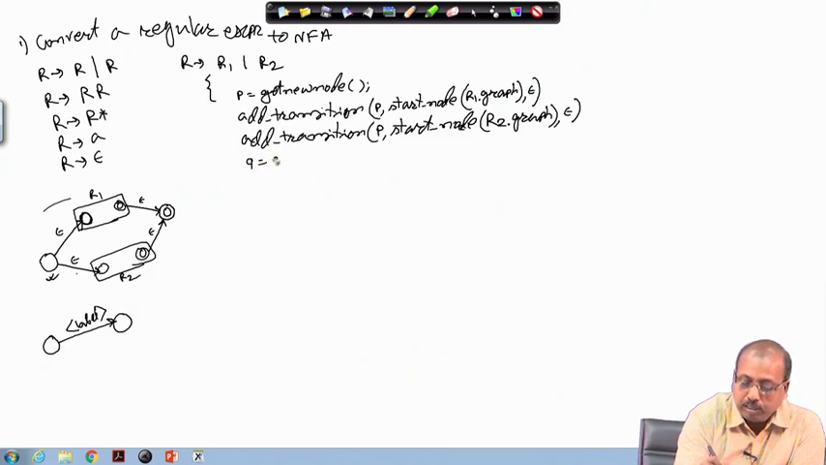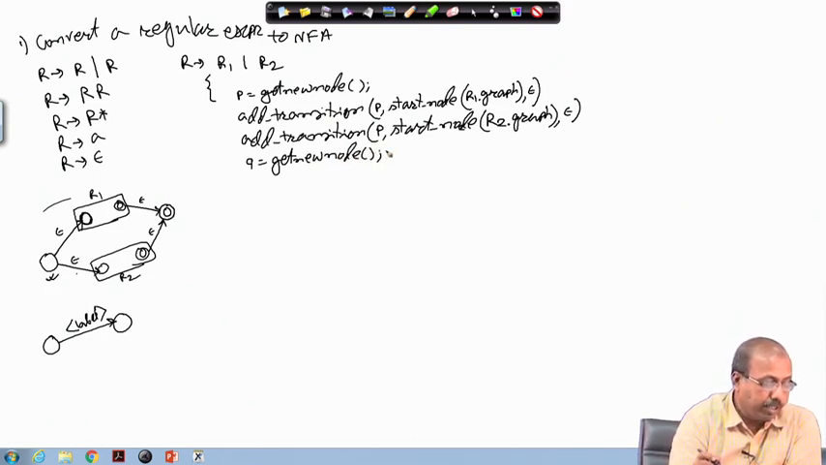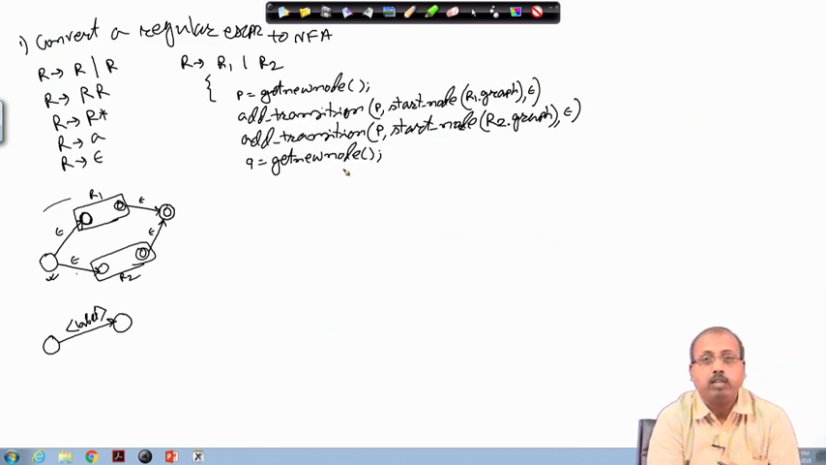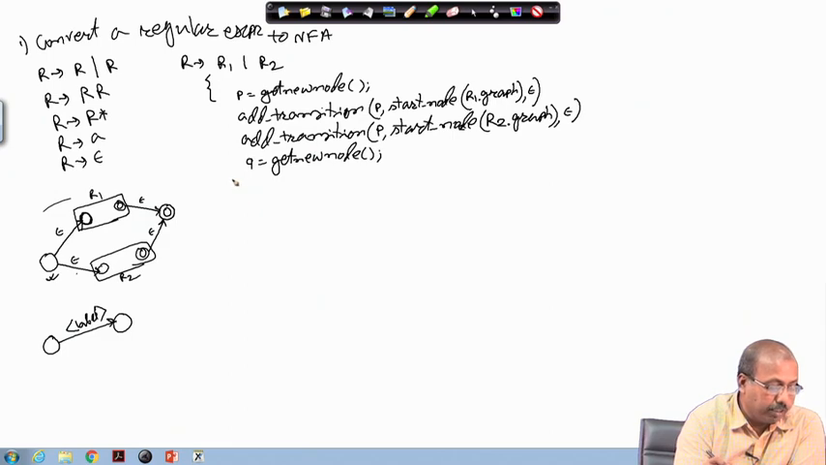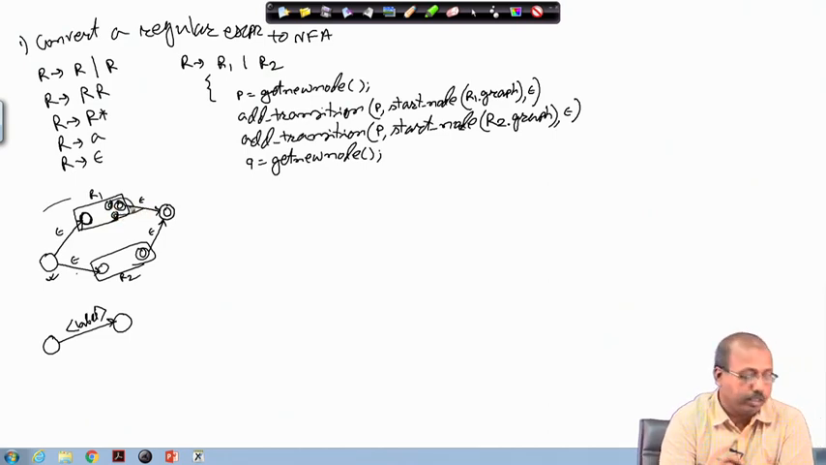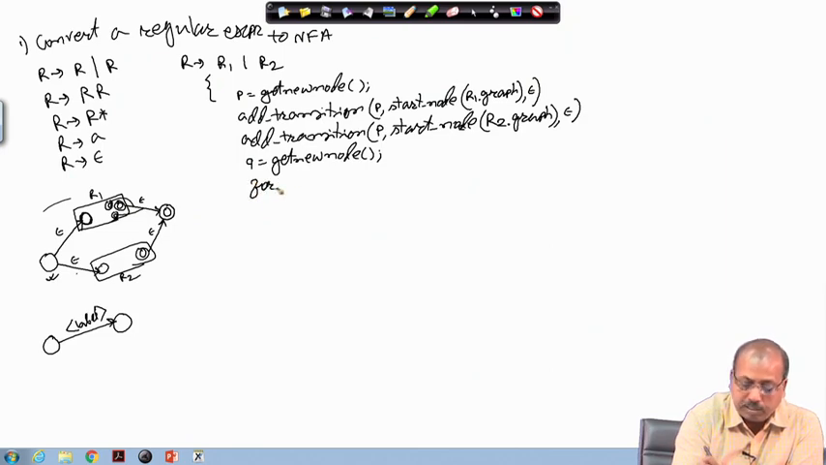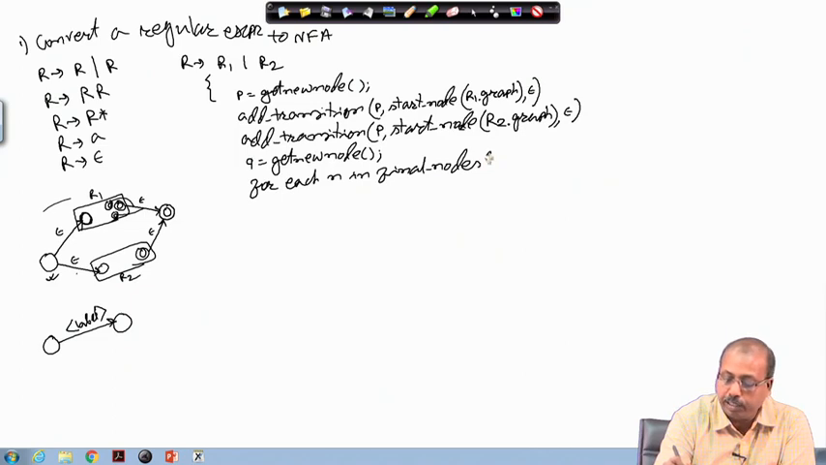So, I say q equal to get new node, and that will be a terminal node. We will come later to how to make it a terminal node; that we will do later. Now, this graph R1 may have several final states, and for each of these final states I have to add these epsilon transitions. So, I write like this: for each n in final nodes of, so I assume again that there is a function called final nodes that returns the set of final nodes of a graph.